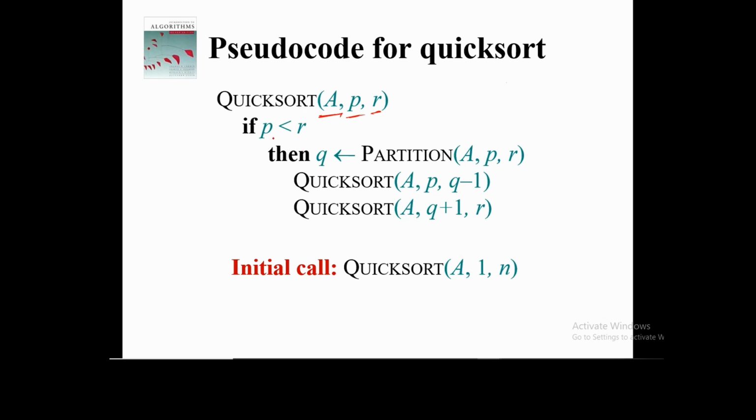Otherwise, if there is more than one element, we simply partition the list by selecting a pivot element using this partition procedure. After partitioning, we recursively call the quicksort algorithm for both lists. The first list will be from P to Q minus 1, and the second list will be from Q plus 1 to R. This is the initial input: the array, the starting index, and the size of the list, or the number of elements in the list.